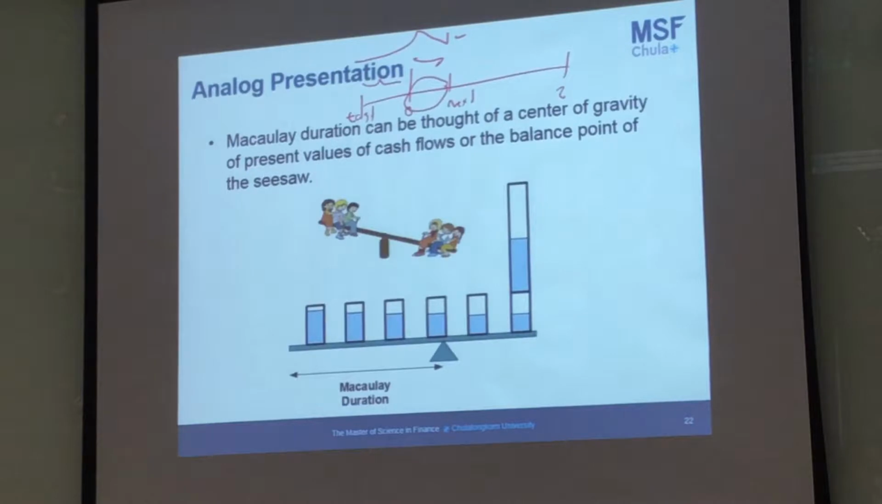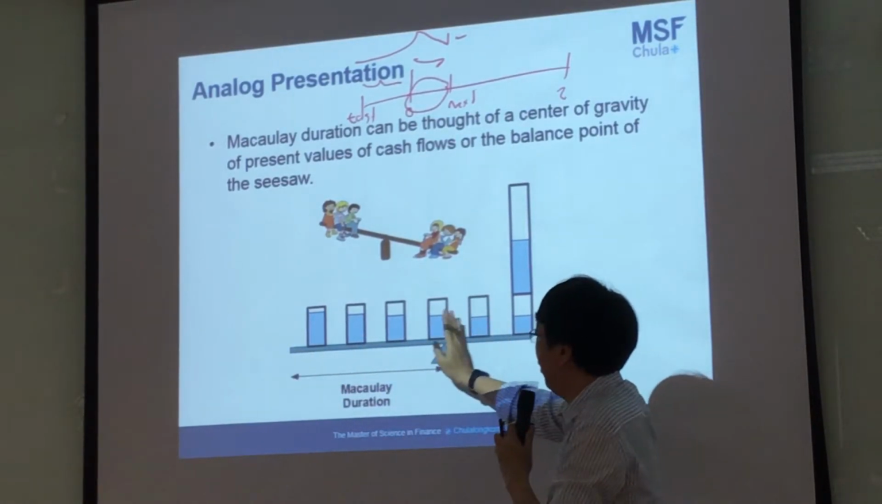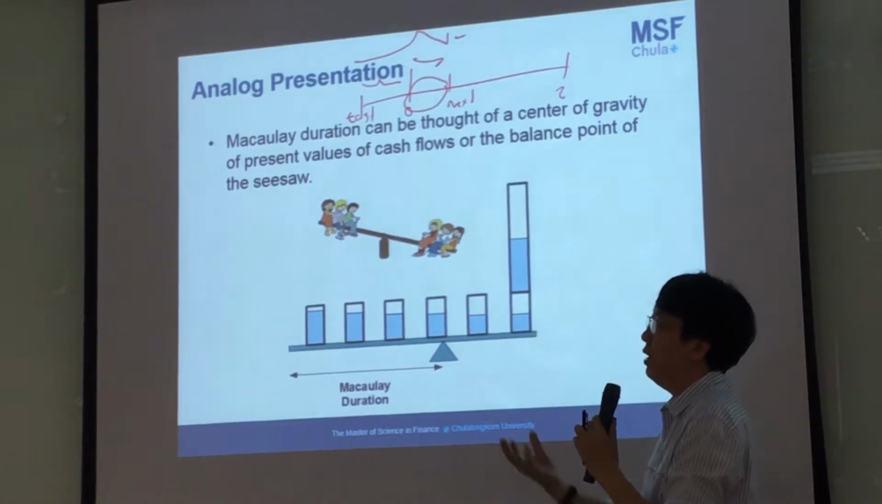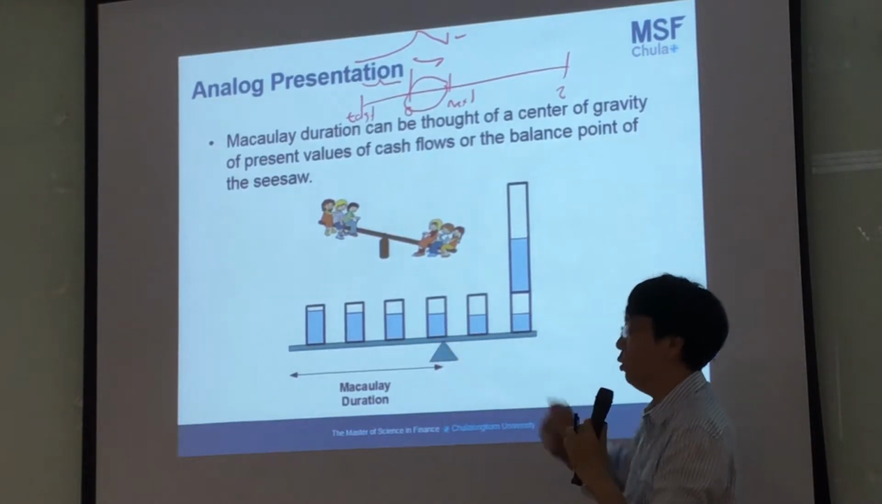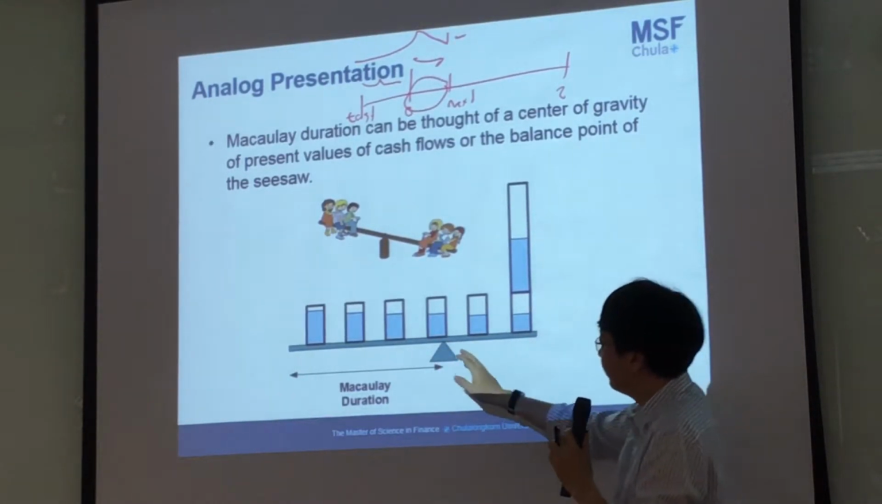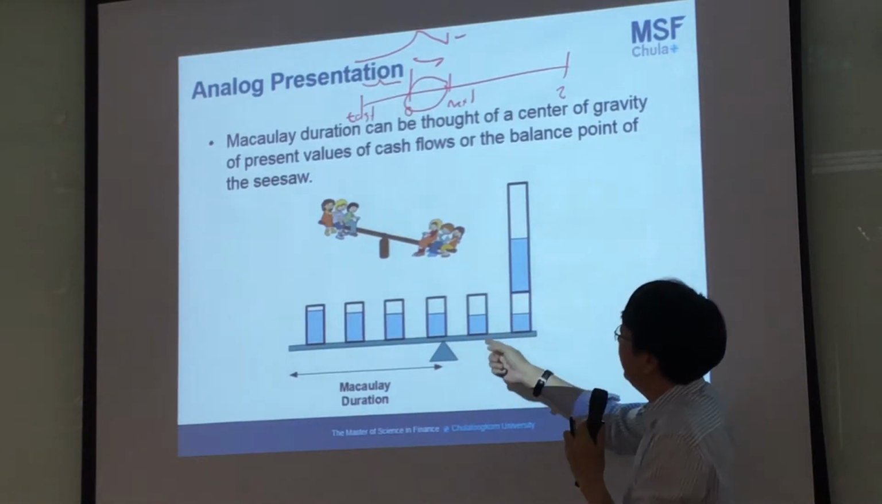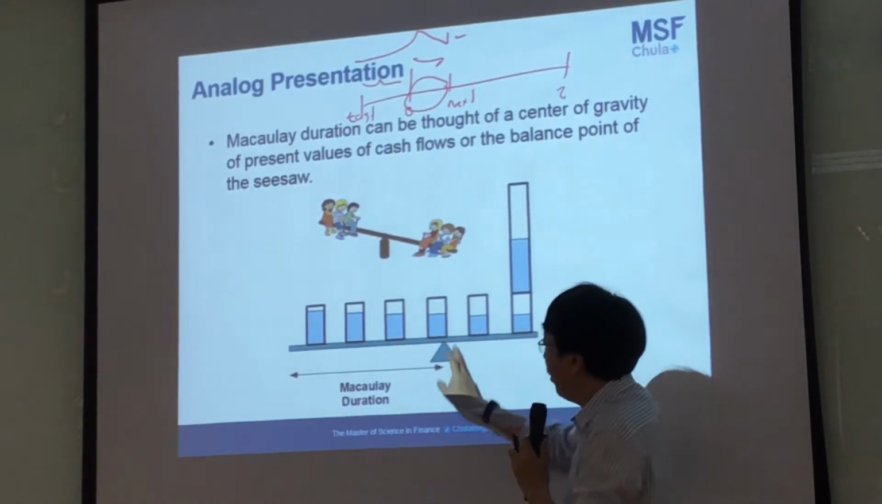Let's have a look at this example. This figure shows another interpretation of the macro duration. As I mentioned, basically we look at the time from day 0, how long does it take to get the full pay, in present value terms, how long does it take to get the total cash flow paid? In this picture, you see that the macro duration can be interpreted as the center point of gravity.